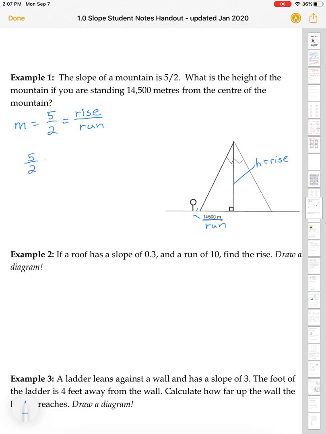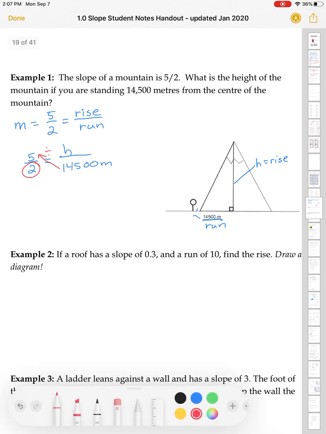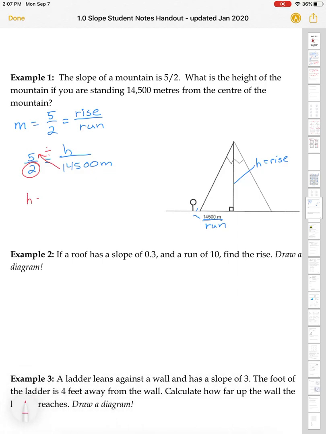So we know that our slope is the rise over run, so it's 5 over 2, and that is equal to the height over 14,500 meters. Now we can cross multiply and divide. So our height is going to equal 14500 times 5 divided by 2.